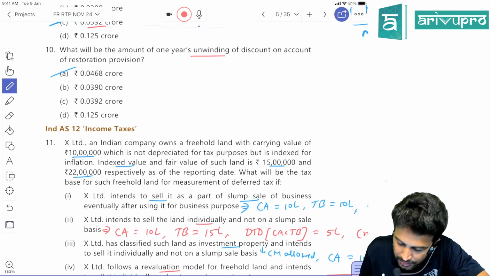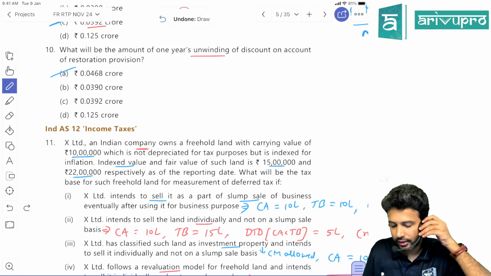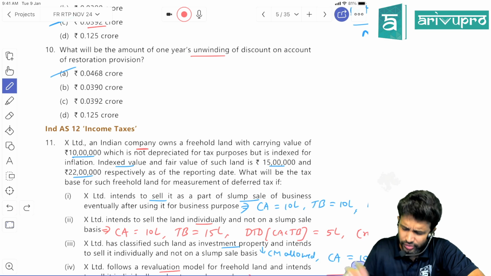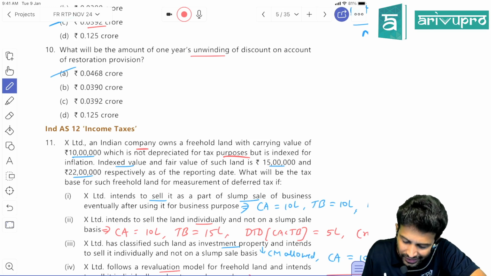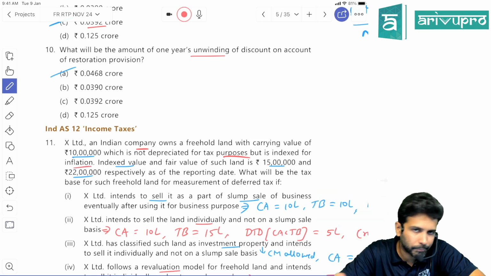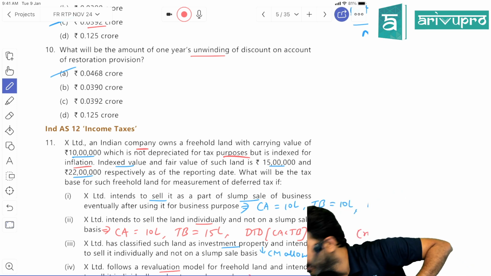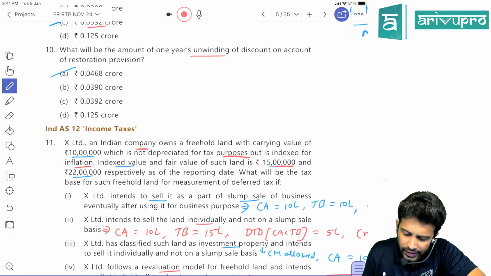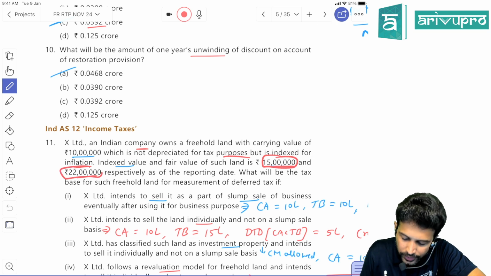Yes. X Limited is an Indian company. They hold a freehold land. The carrying amount is 10 lakh, which is not depreciated. Land, obviously, has unlimited useful life, so no depreciation. It is not depreciated for tax purposes also, but it is indexed for inflation. So whenever you sell land, you'll get indexation benefits on LTCG. The indexed value and fair value of the land are 15 lakh and 22 lakh respectively.